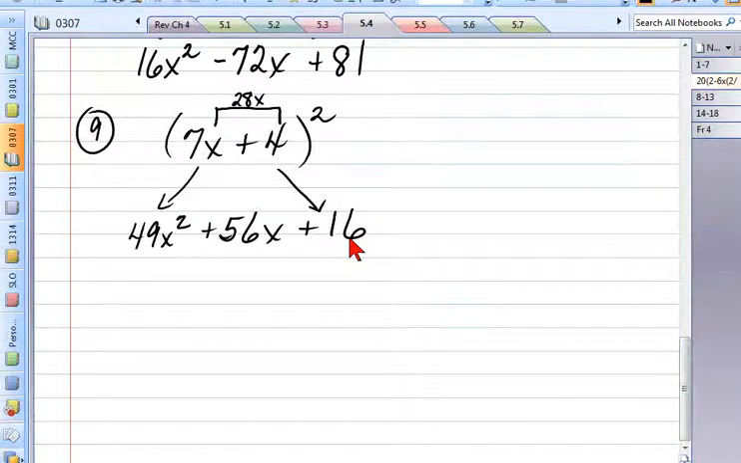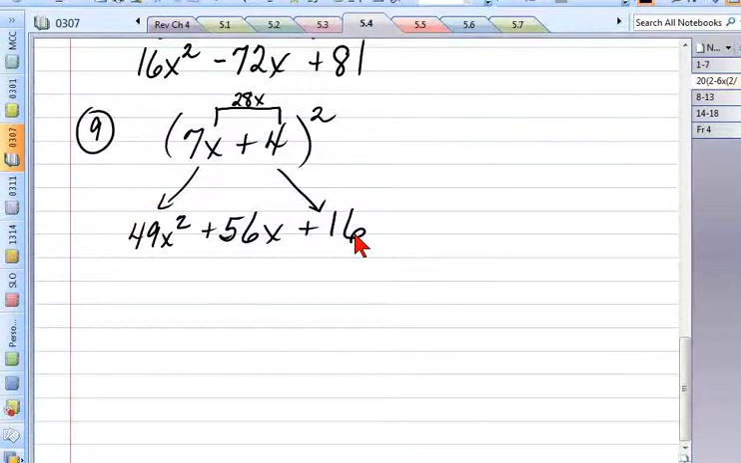All right, if you look up at the screen, square the first one. 7x times 7x gives me 49x squared. Find the product. 7x times 4 is 28x. Double it for 56x. Square the last one. 4 times 4 is 16. That is squaring a binomial.